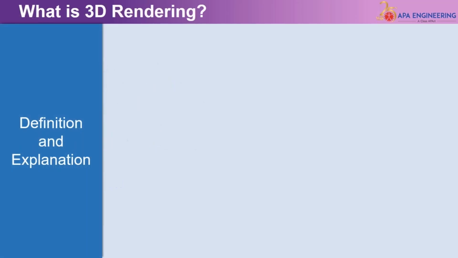So, what is 3D rendering? 3D rendering is basically the process of turning a 3D model into a 2D image or animation using computer software. You start with a digital model, including the shape, texture, lighting, and material, and then create a picture or a video that looks realistic or stylized, depending on what you're going for.